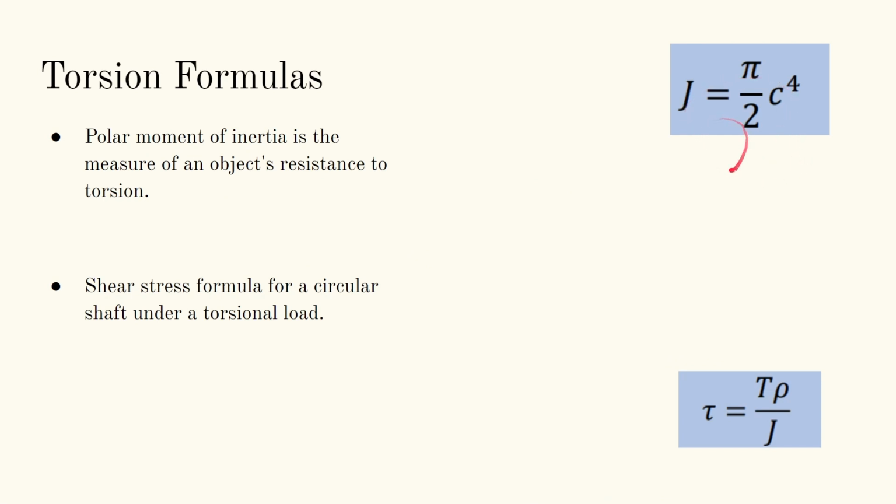So here it is, the formula for a circular shaft. Different shapes are going to have different formulas for the polar moment, but here it is for a circular shaft. It might be a tube where it might be the outer minus the inner to the fourth instead, but here it is, and that's that. So next up we've got the angle of twist.